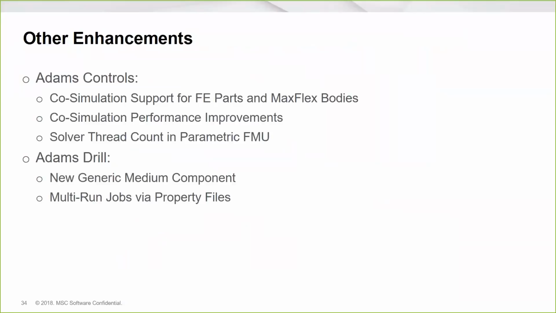The Adams product has a couple of new features this release of note here. The generic medium component, essentially a size of component that fits between the short and long generic components for passive components in the BHA, and we've got the capability to do multi-run jobs directly from property files rather than entire Adams drill workbooks. So for those that like to tinker in text editors and script a bunch of changes right through the property files, it makes it a convenient way to launch a number of jobs.